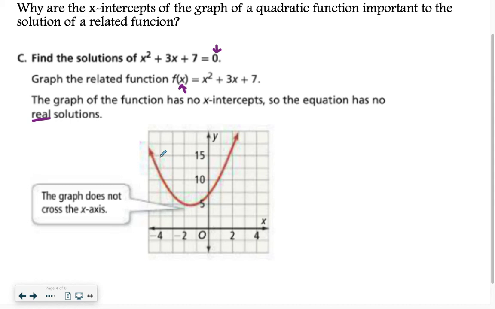A common error I see students make is if it doesn't hit the x-axis, they will overcompensate and tell me where it hits the y-axis instead. But honestly, I don't care where it hits the y-axis. I only care for solutions where it hits the x-axis. So you would need to say no real solutions here. And if you're asking me, do I really have to say no real solutions, or can I say no solutions? The answer is yes, you really have to say no real solutions.